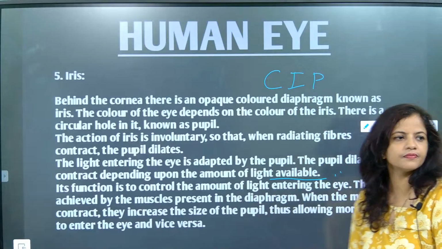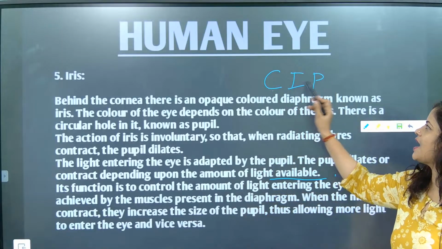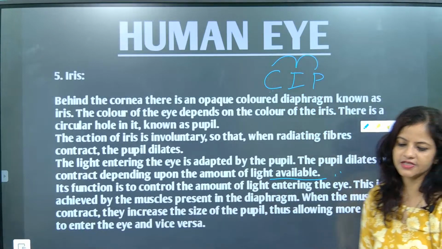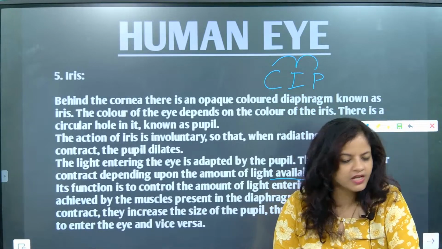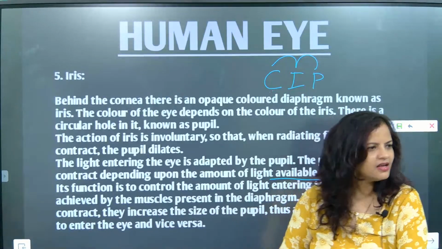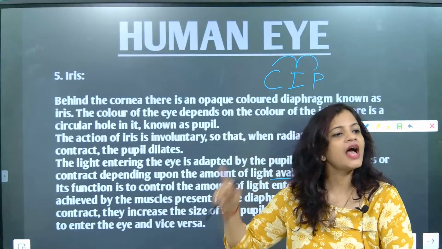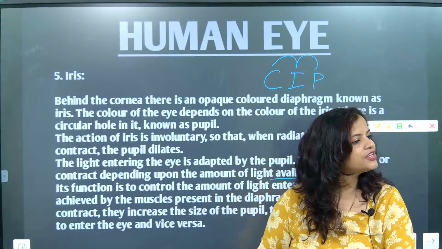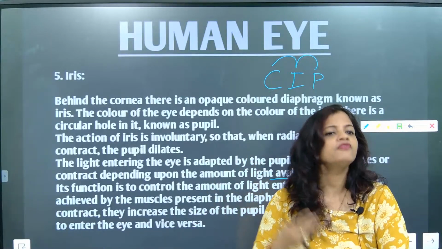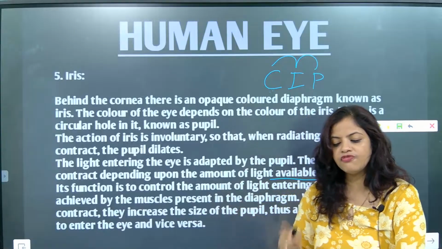CIP. Got it? CIP: contraction, increase, pupil size. Very easy. What is the shortcut way? CIP. The contraction of the iris will increase the size. Understood?